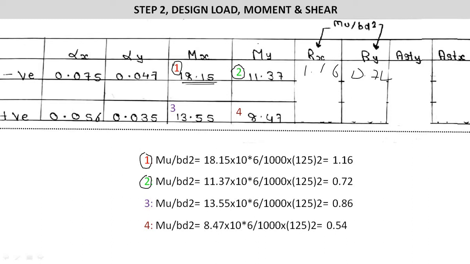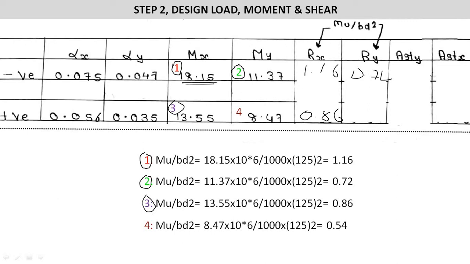So similarly for the third part, here we will use Mu as 13.55. So 13.55 into 10 raised to 6, divided by 1000 into 125 square. So we'll have the value as 0.86. So we will write 0.86.